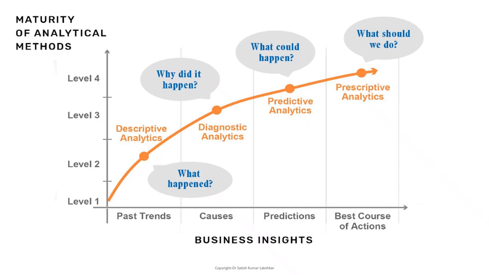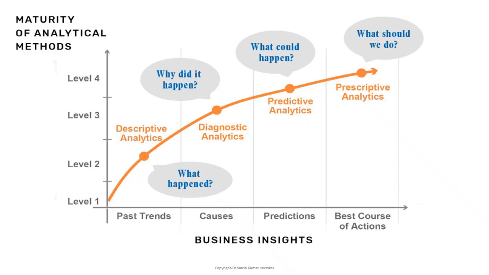Now let's get into some more details. There are different levels. In the previous slides, we talked about past trends and why something has happened. That is descriptive analytics. Causes is about diagnostic analytics, and prediction is about predictive analytics. Fourth is prescriptive analytics, the best course of action. What is the best remedy? What should we do? So these are the four different business insights we can get with the help of analytics, or business analytics specifically.